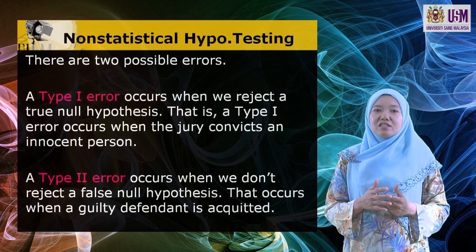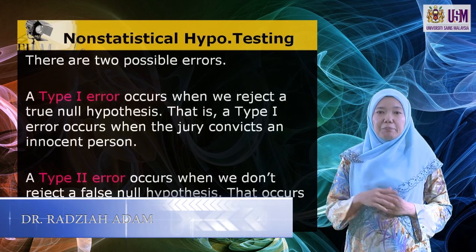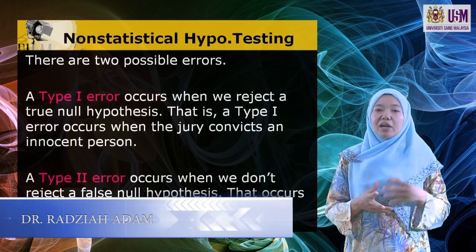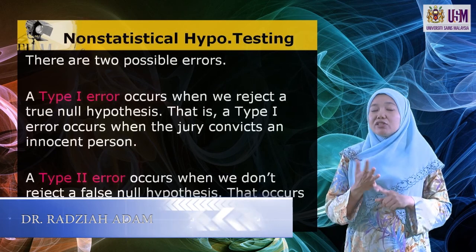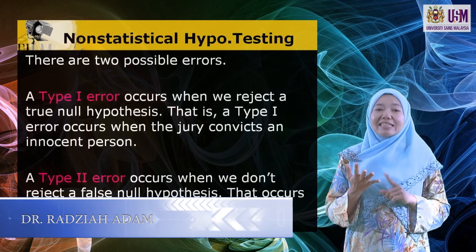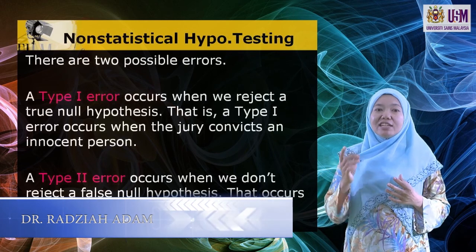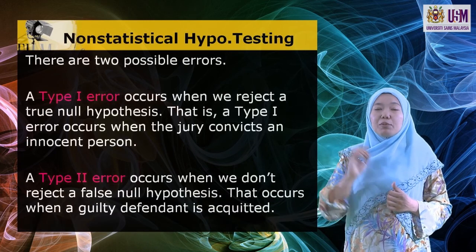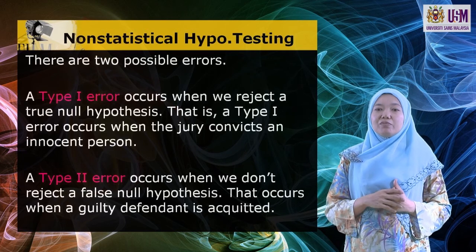When we discuss this non-statistical hypothesis testing, there are two possible errors that might happen. Imagine that you are the judge or you are part of the jury in that courtroom. The first type of error is what we call a type 1 error. This is an error that occurs when you reject a true null hypothesis. Remember, what is our null hypothesis just now? We're saying that the defendant is innocent.